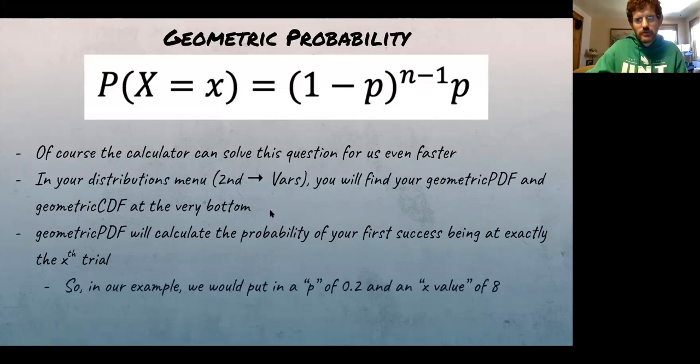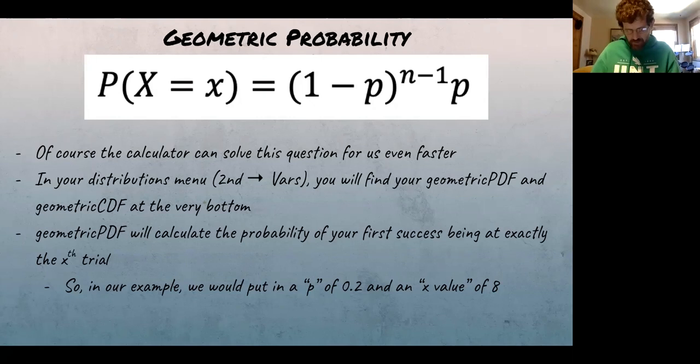So we're going to put this in our calculator. I'm going to go to second, variables. Sorry, so it's a distribution. The very last ones are your geometric probability functions. So geometric PDF, E on the list, we only have 2 values to plug in.